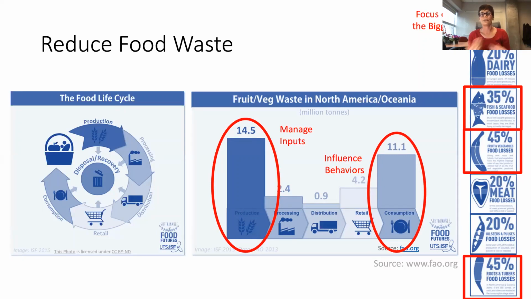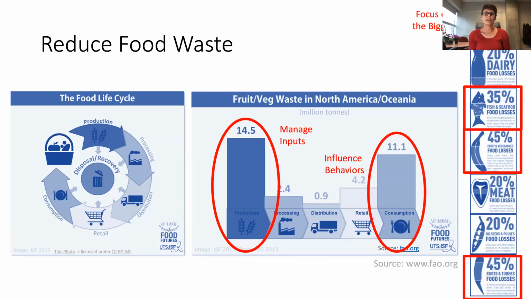And which ways of tackling that would be managing inputs and influence behavior. And in the next slide, I will discuss the ones that are the biggest problems. So for example, cereals, you usually have about 30% wastage, then followed by fish and seafood, fresh fruits and produce, and also roots and tubers are the ones that have a big percentage in terms of wastage.